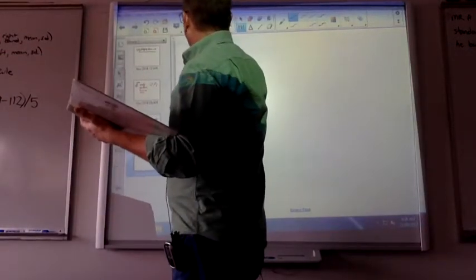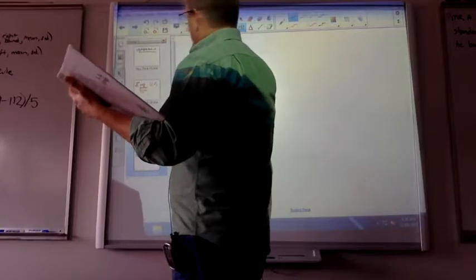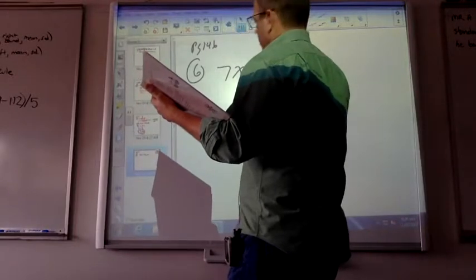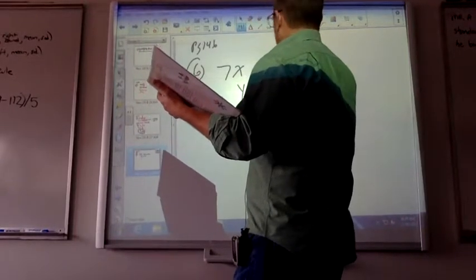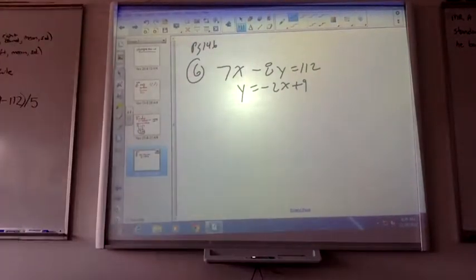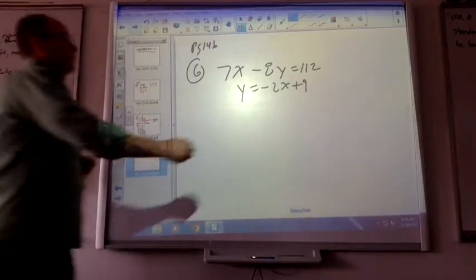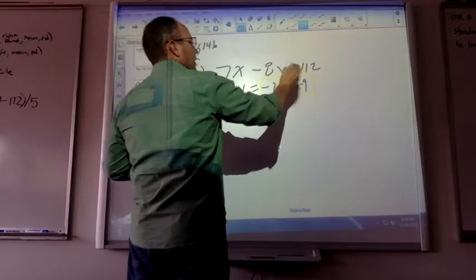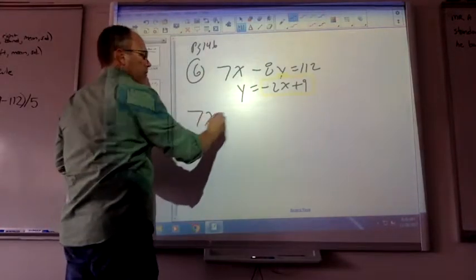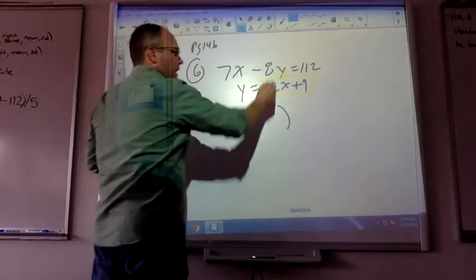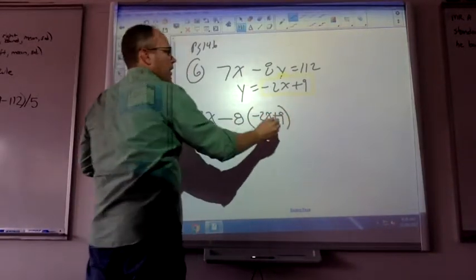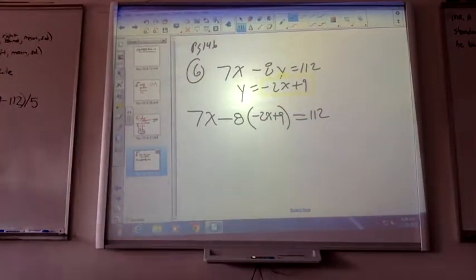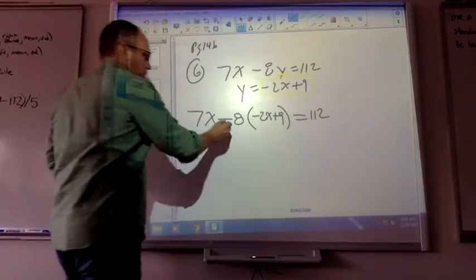All right. So page 146, number 6. The second equation says that y is equal to this. So I'm going to take this whole part right here, and I'm going to plug it in right here. Okay, so I have 7x minus 8. There was a y there, but now I'm going to put negative 2x plus 9 in. And that's equal to 112. Does everyone agree with that substitution? Yeah. Okay.